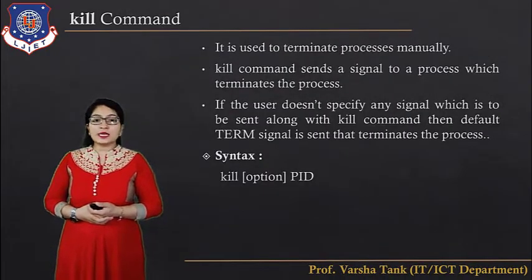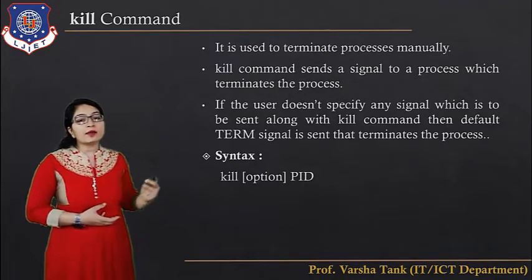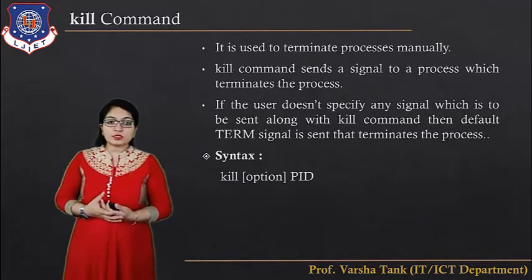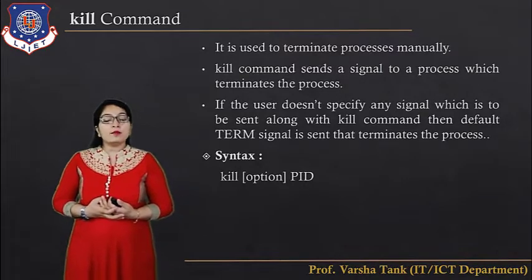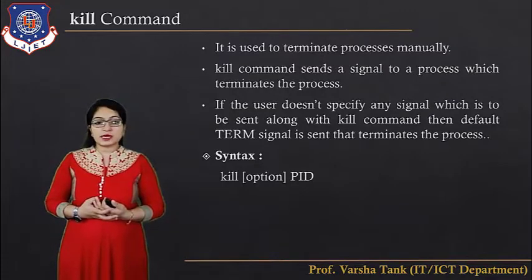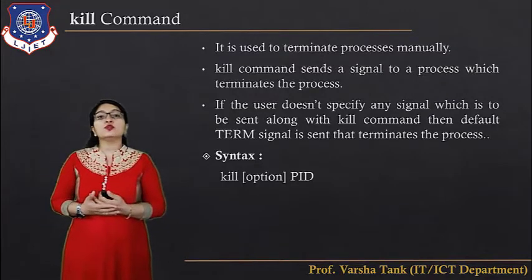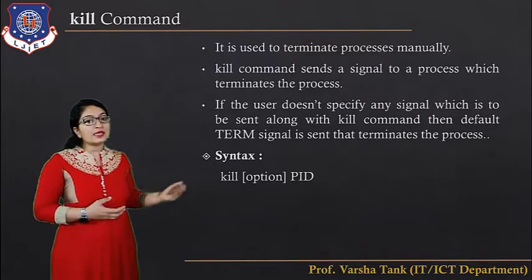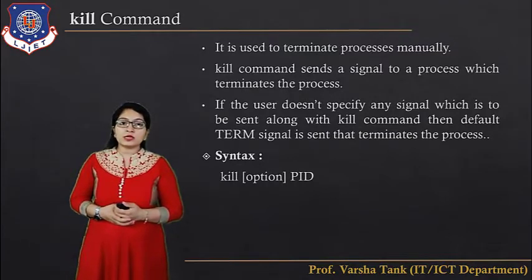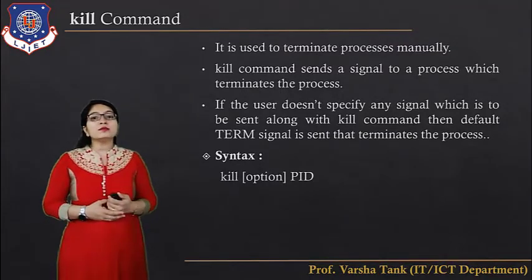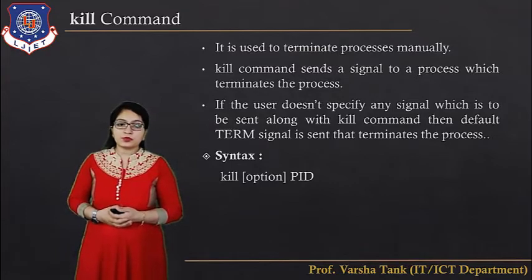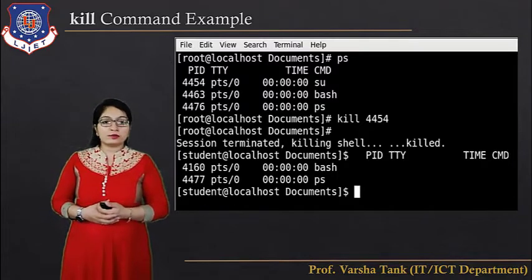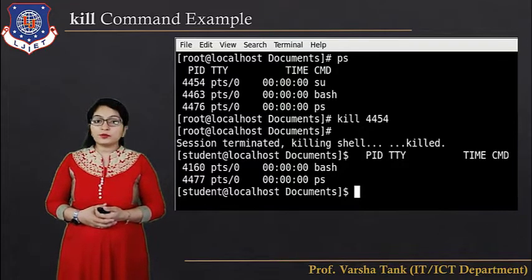Now the next one is the kill command. The kill command is used to terminate a process manually. So if you want to terminate a process manually, you can use the kill command, but for the kill command you require the process ID. The kill command sends a signal to the process which terminates it, and if the user doesn't specify any signal to be sent along with the kill command, then the default TERM signal is sent that terminates the process.